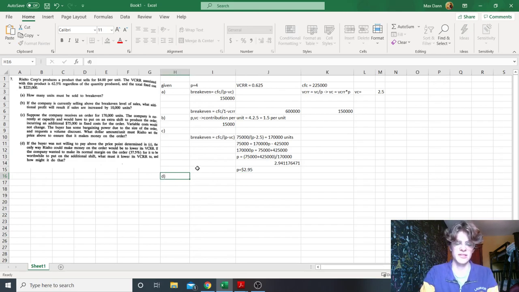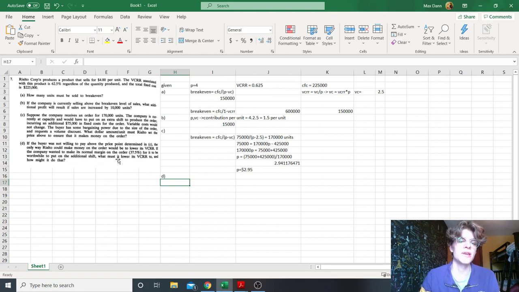D. If the buyer was not willing to pay the above price determined in C, the only way Rialto could make money on the order would be to lower its VCRR. If the company wanted to make its normal margin on the order, 37.5%, for it to be worthwhile to put on the additional shift, what must it lower its VCRR to, and how might it do that?